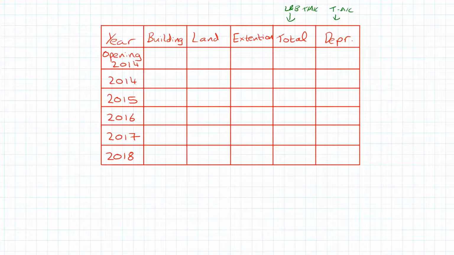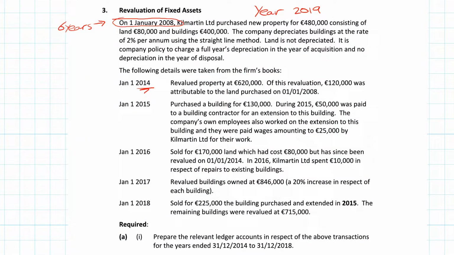So what was the opening for 2014? Well, we said that our buildings are 400,000, land was 80,000, and our depreciation was 2% for 6 years. And we don't depreciate land.